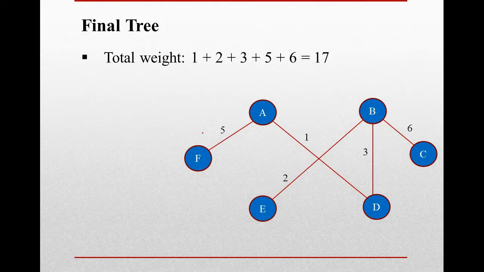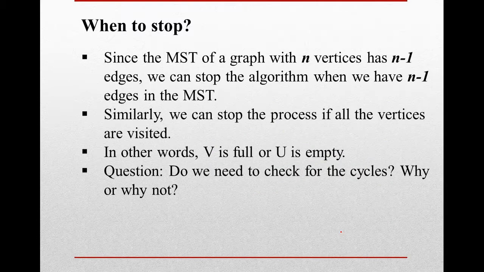There are 5 edges, as you can see, 1, 2, 4 and 5. So n minus 1, 6 minus 1, so 5 edges. The other way to stop the algorithm is to ensure that all the vertices are visited. Yes, we have visited all the vertices, the visited set is full, the unvisited set is empty. So that is another way to stop the algorithm.